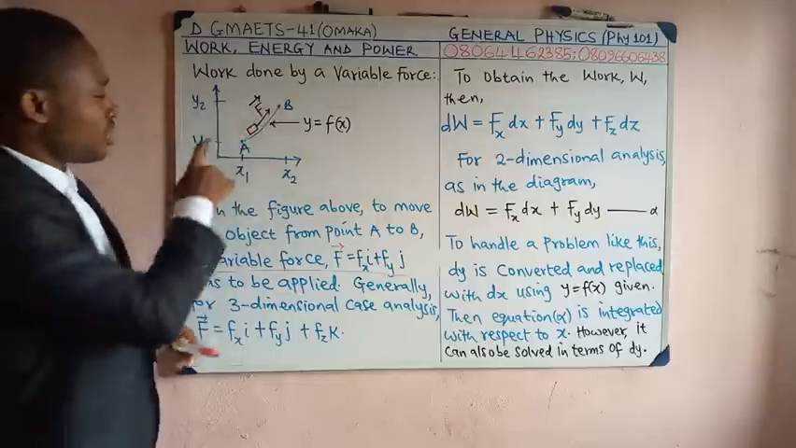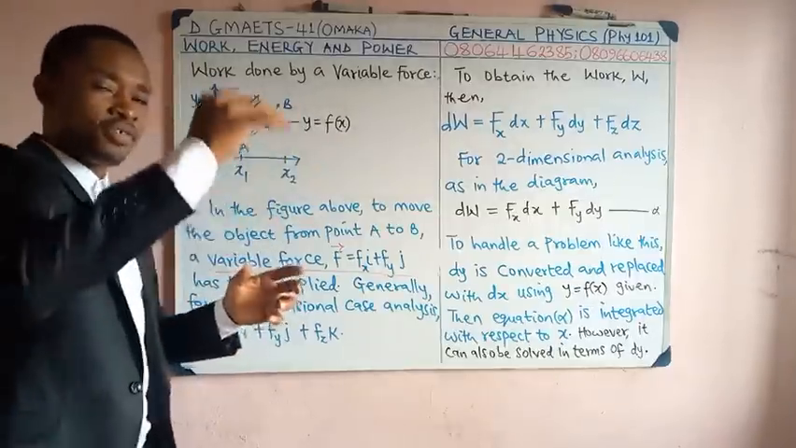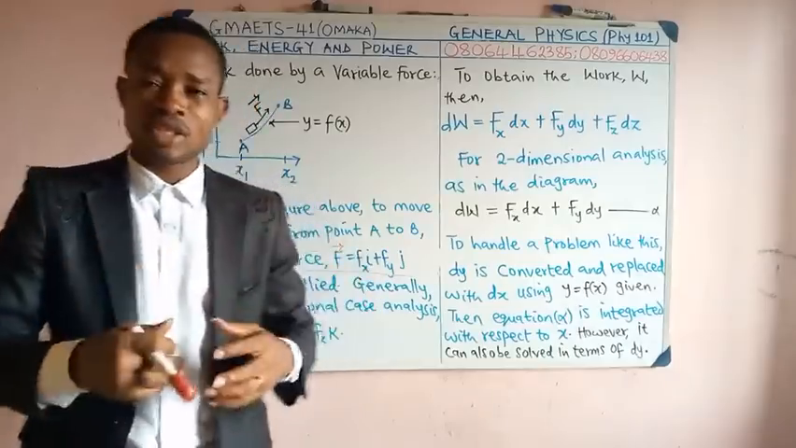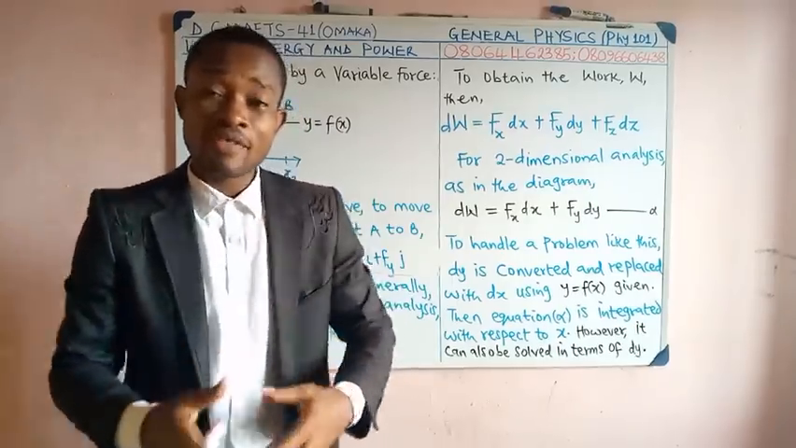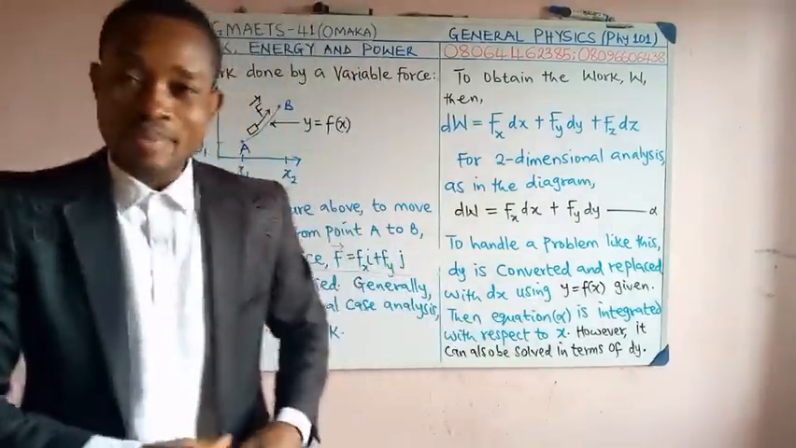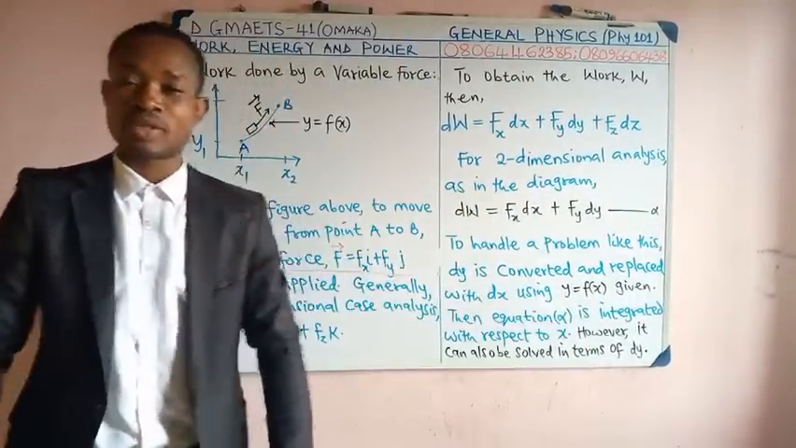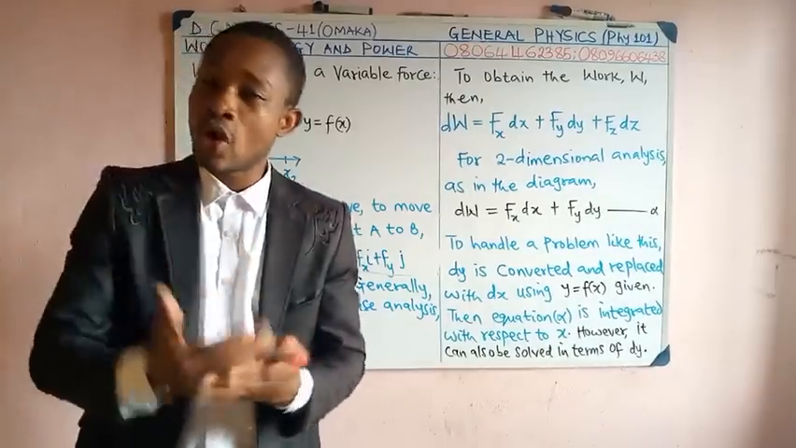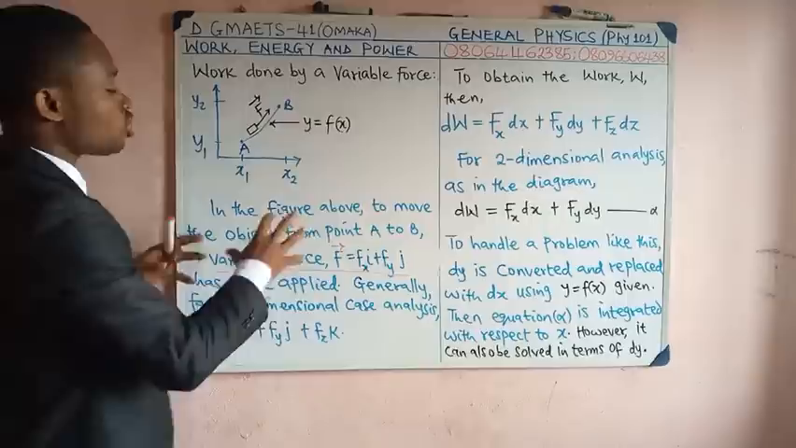Take note of something here, that this path from A to B is not a straight line. It's a curve. So just imagine you have to follow a curve and move an object with a given force to another point. But you must follow a curve. There is no straight path linking those 2 points. What work will be done under such a situation? So that's what we're trying to evaluate here.